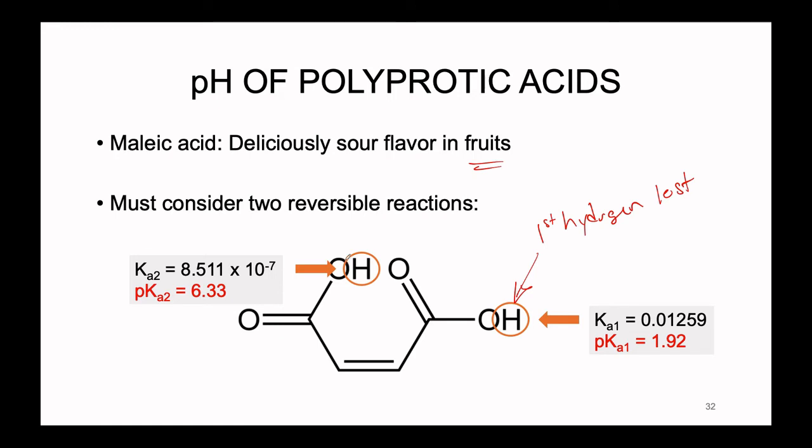We actually see 2 distinct points where we lose our H+. It doesn't happen all at once. We don't lose both of our hydrogens all at once. Losing the first hydrogen is easy. And this we have found to be consistently true, not just in maleic acid, but across any polyprotic acid. The first hydrogen lost is always the easiest.